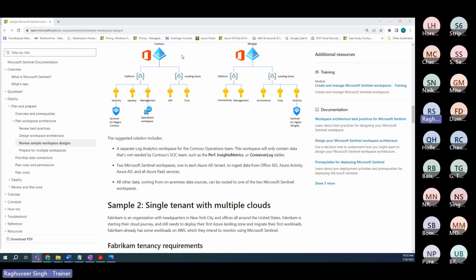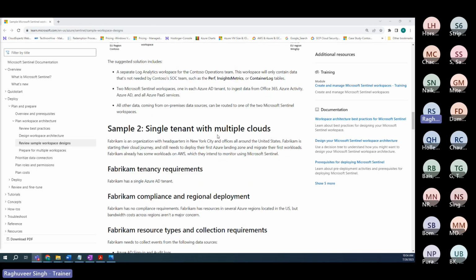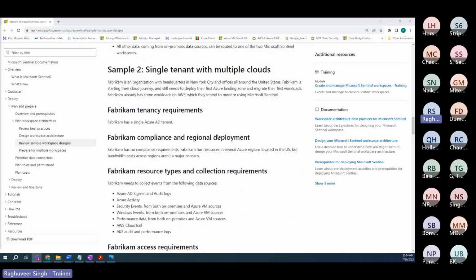So this was my first scenario, which was the most complicated one, wherein you have multiple tenants and multiple subscriptions, and you have seen the solution. The solution is that if you have multiple tenants and multiple subscriptions, the best practice is to have a separate workspace in each tenant for Sentinel and ingest the logs into that workspace. For on-premises, you can choose either of those two workspaces for Sentinel to ingest the logs. That's the design. Then my second scenario is single tenant with multiple clouds.